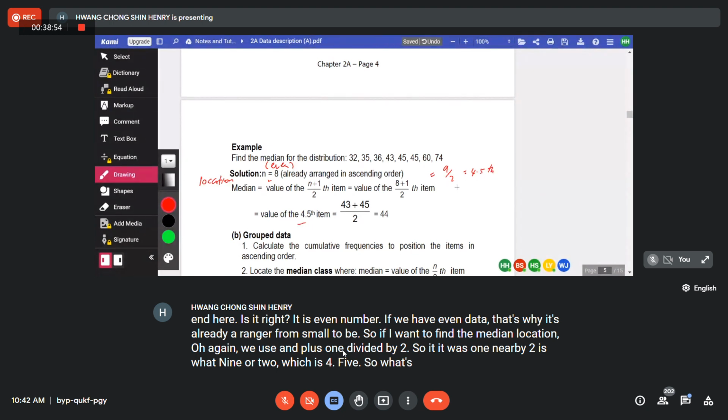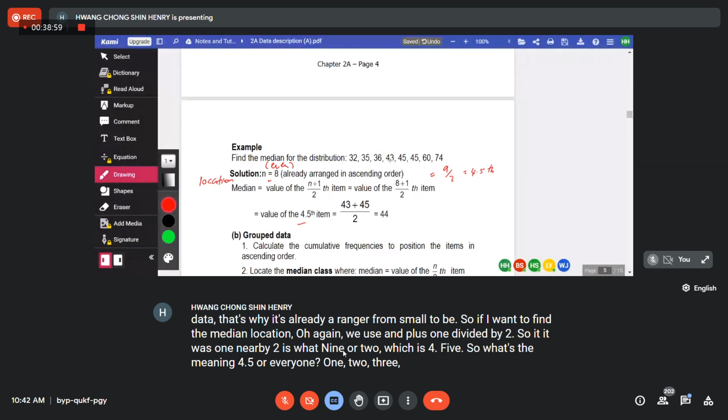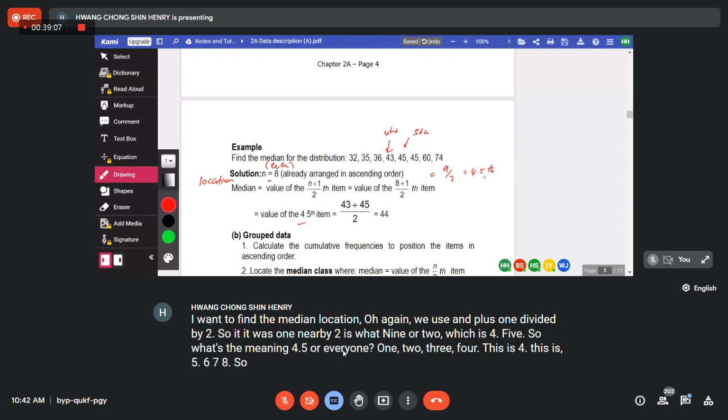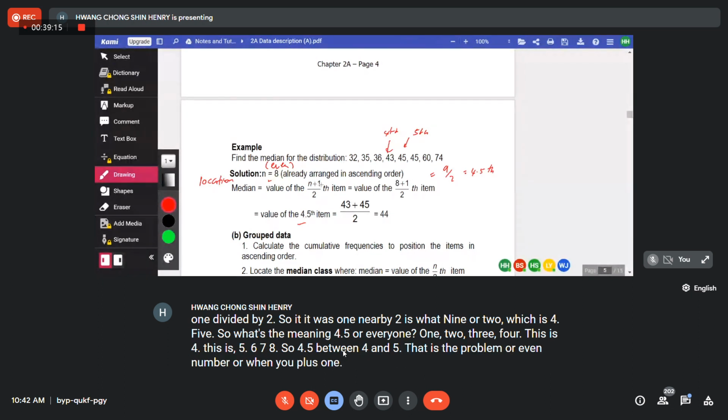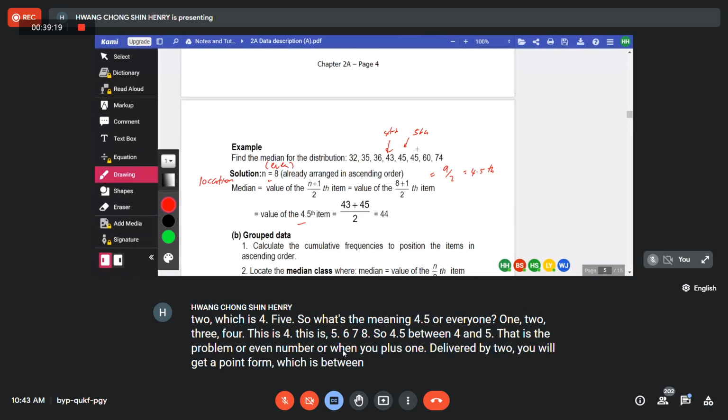So what's the meaning of 4.5, everyone? 1, 2, 3, 4. This is 4. This is 5, 6, 7, 8. So 4.5 is between 4 and 5. That is the problem. For an even number, when you plus 1 and divide by 2, you will get a point form, which is between 4 and 5 here.